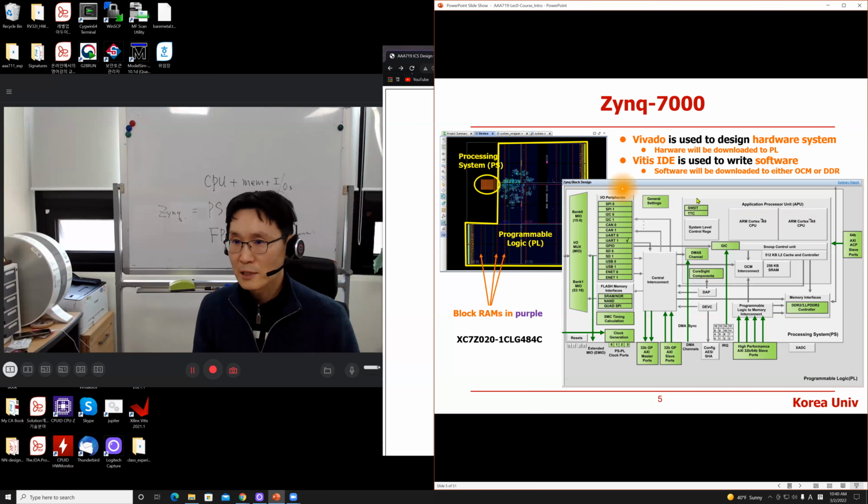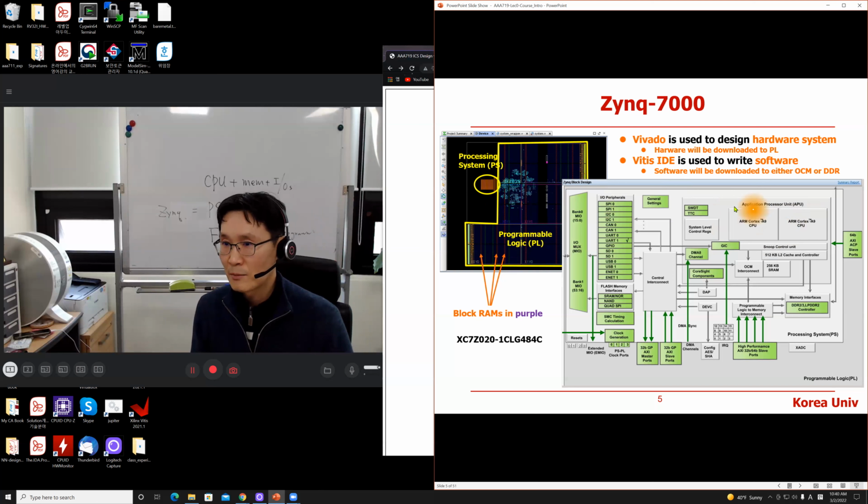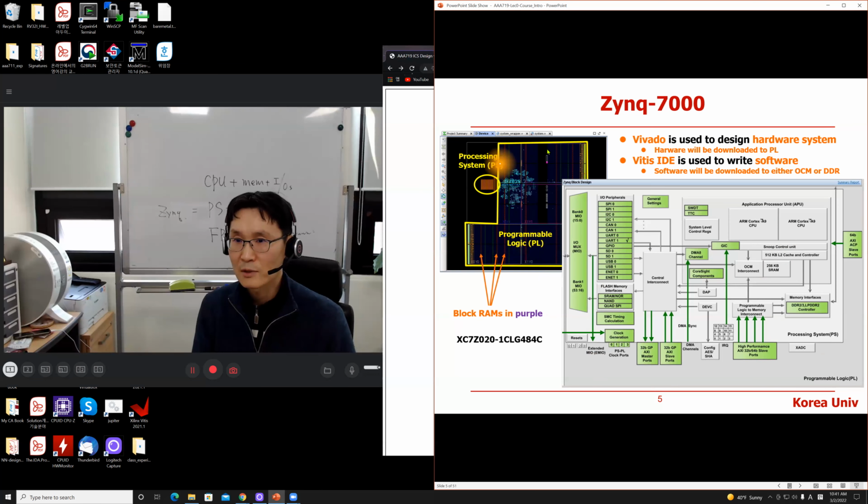So take a look at this PS. Two ARM CPUs, and we have some internal memory. Okay, on-chip memory, 256 kilobyte, and we have several I/O devices like I2C, CAN, UART, SD controller, USB controller, Ethernet controller, and so on. Okay. And then that is PL, this gray part. This gray programmable logic. Okay. So in this class, we are going to use this CAD tool called Vivado and also Vitis. Vivado is used to design hardware system.